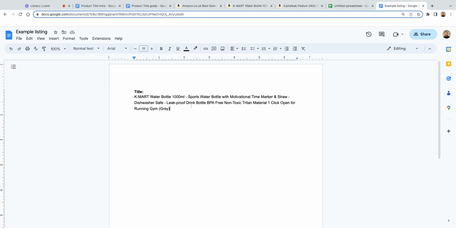The only thing I would say about this is it's not as well readable as some. If you start to break it up with these little dashes, you might have to remove some of these things. So for example, one click open for running and gym, it might be that you have to remove something like the for or open part by putting in these dashes. So you may have to just compromise some of the actual keywords that are included to help it look more well readable and ultimately convert to more sales.